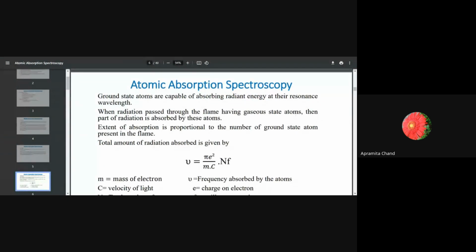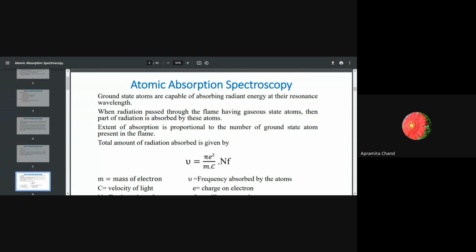Now, ground state atoms that are not excited are capable of absorbing the radiant energy at the resonance wavelength. When the radiation is passed through this flame, which already has the gaseous state atoms, part of the radiation is absorbed by these atoms. How will you measure the extent of absorption?